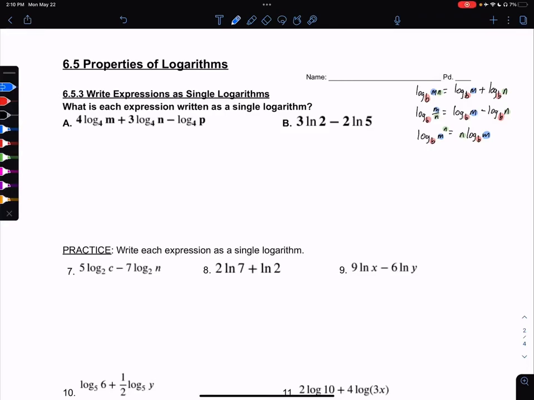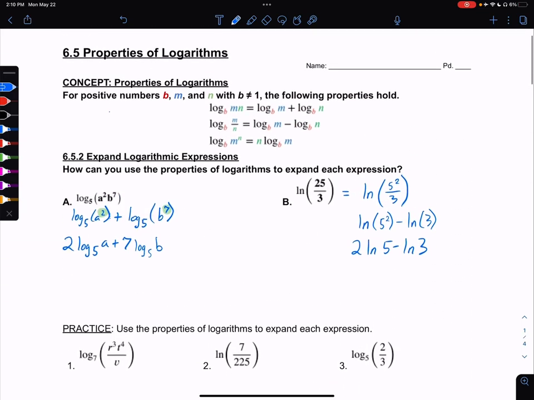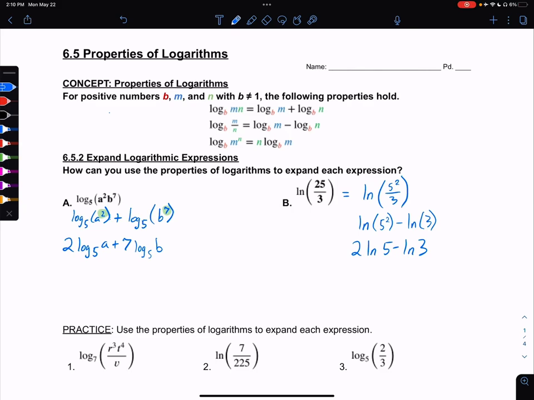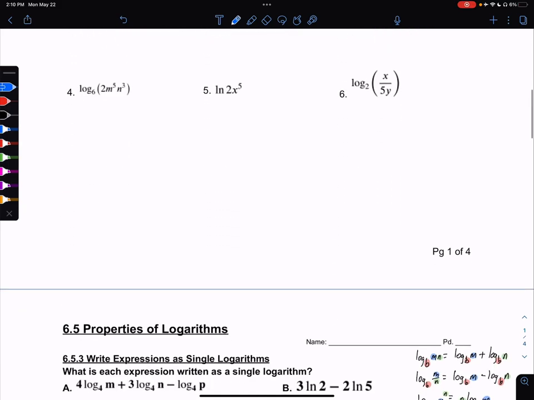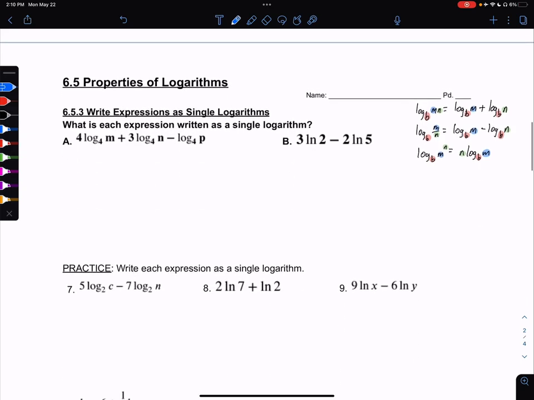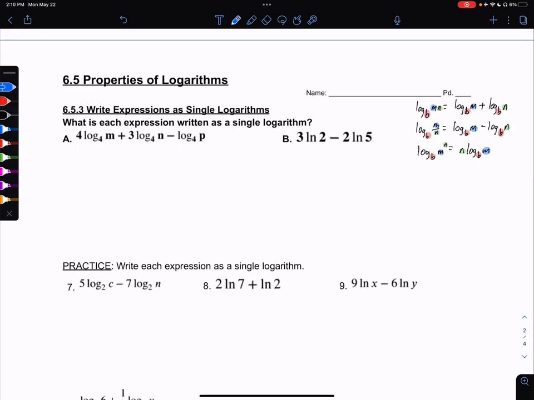Here we're going to look to write expressions as single logarithms. In the previous video, if you go back real quick, we worked on expanding logarithmic expressions using these three properties. This time, we're going to take logarithms that have already been expanded, and we're going to condense them into a single logarithm.